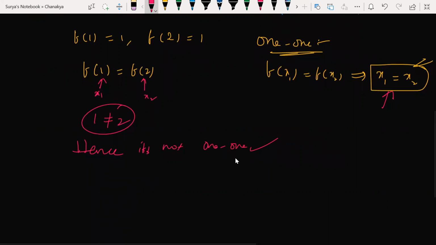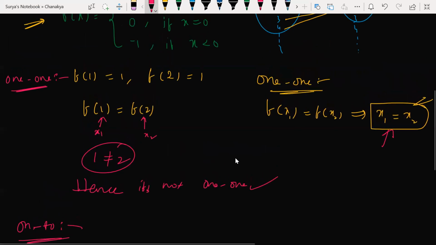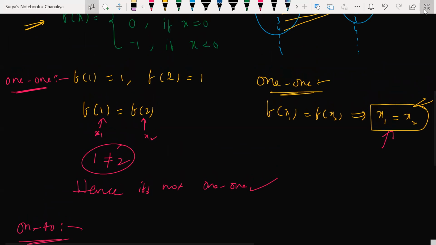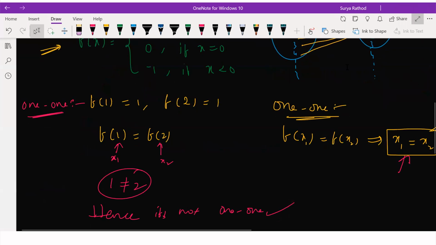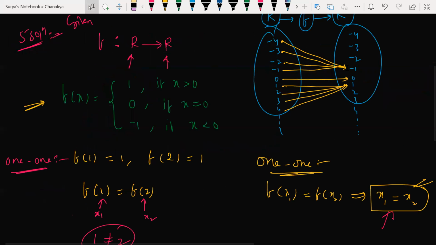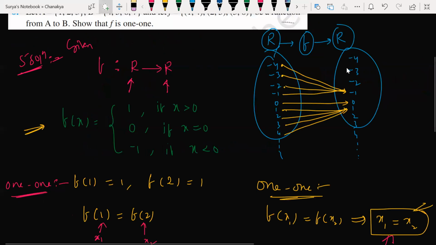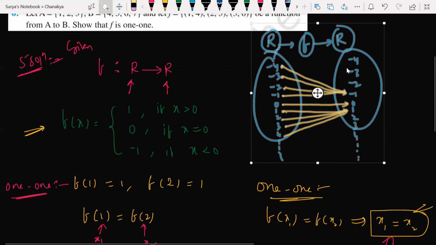Now let's go back to onto. For one-one, this was the proof. For onto, how can I prove that it is not an onto function? I just told you, right? Tell me. Let me drag this diagram somewhat down.